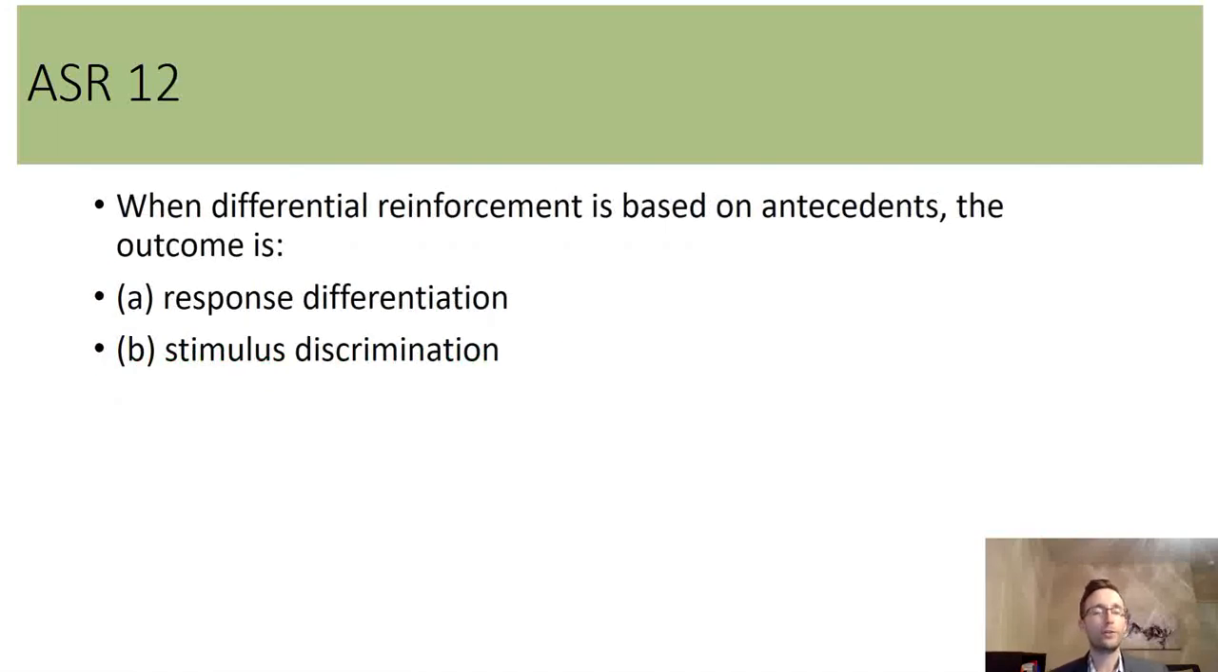ASR 12, when differential reinforcement is based on antecedents, the outcome is A, response differentiation, or B, stimulus discrimination. Give you a few more seconds. Alright, I'll close the poll, and the answer is B, stimulus discrimination. When differential reinforcement is based on response properties, the outcome is response differentiation.